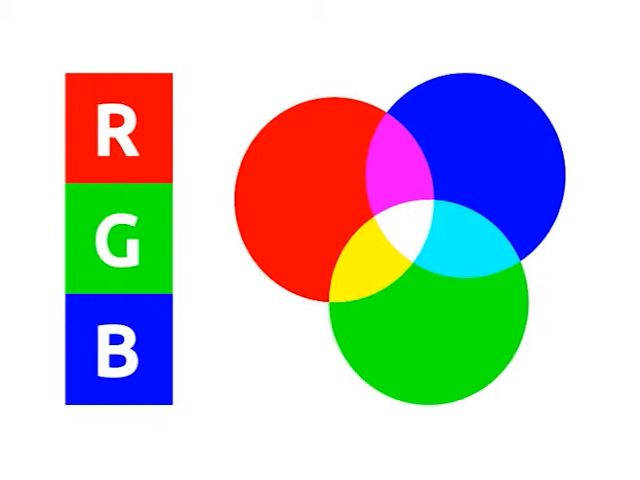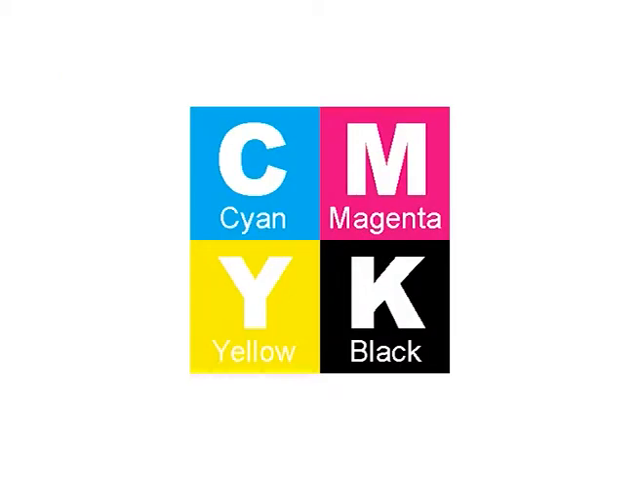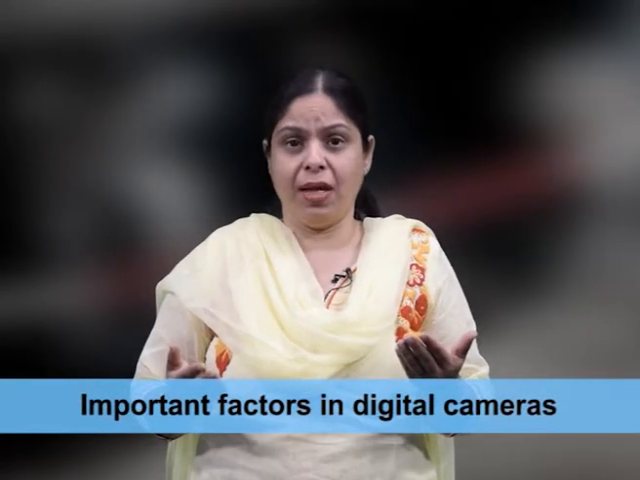In color image systems, a color is typically represented by 3 to 4 component intensities such as RGB, that is red, green or blue, or CMYK, that is cyan, magenta, yellow and key, which is the black. Important factors in digital cameras.